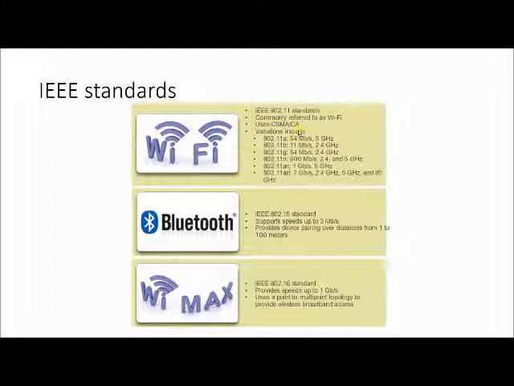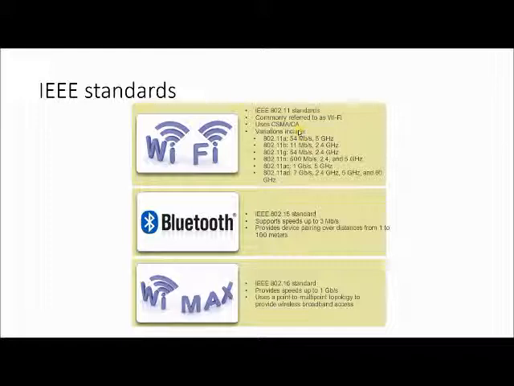The common data communication standards in wireless media are IEEE 802.11, IEEE 802.15, and IEEE 802.16. These are different because the .11 is commonly referred to as Wi-Fi, and it has a lot of variations that have evolved through time, which we're going to talk about later.